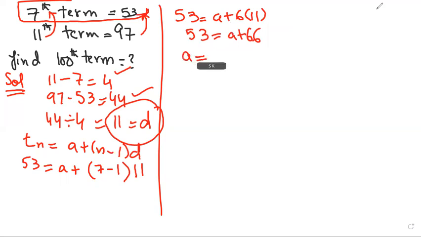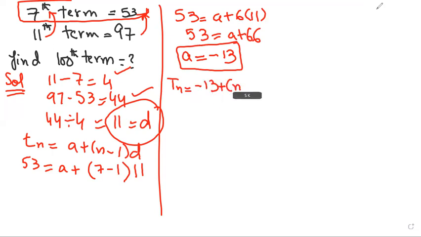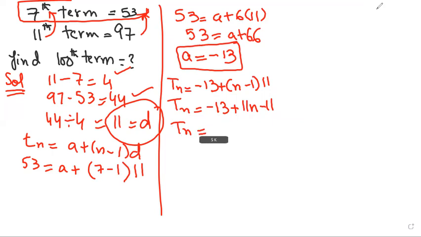If I simplify further, subtracting like terms will give me negative 13. So my a is now negative 13, my d is 11. So it's very easy to find the 100th term as well as the other terms. I'm going to write my general term which contains a and d as well. So it will be Tn equals negative 13 plus n minus 1 times 11. If I solve it, I will get negative 13 plus 11n minus 11, which will give me Tn equals negative 24 plus 11n. This is my general term now.